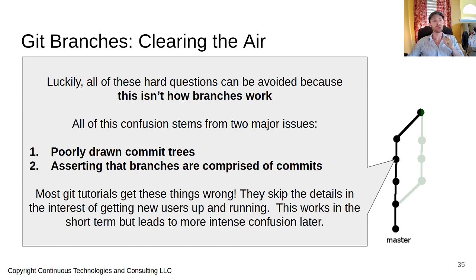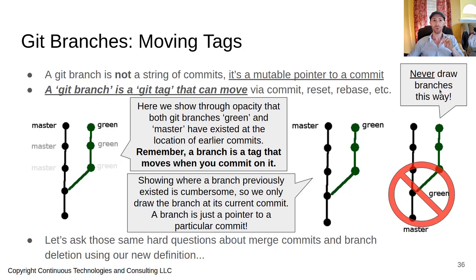So now that we've broken the assumptions of all other Git tutorials and we've asked the right questions, let's talk about what a Git branch actually is. So a Git branch is not a string of commits. It is a mutable pointer, meaning a pointer that can change, to a single commit. One way to think about it, and that's why we talk about tags first, is that a Git branch is like a Git tag, but it's a tag that can move.